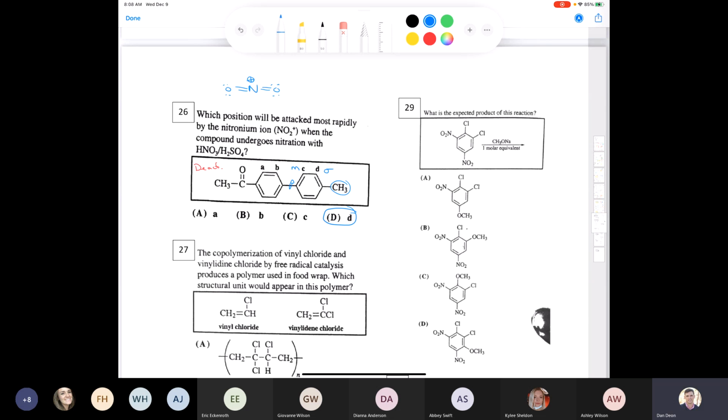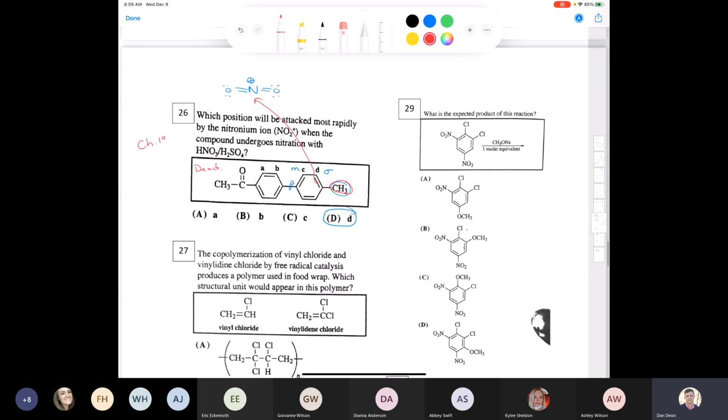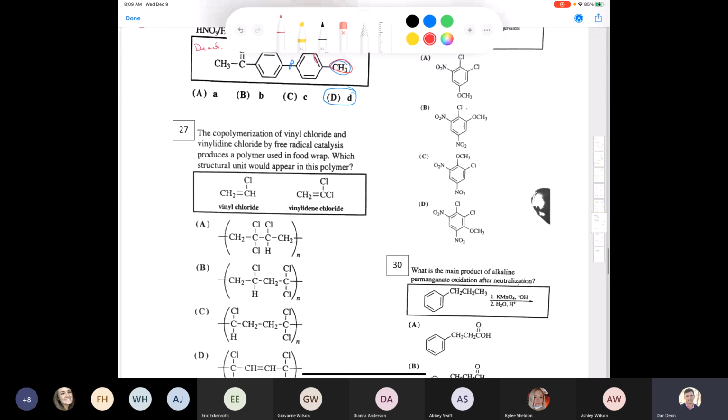Now, I'm not going to draw the whole sigma complex, but if you draw the curved arrows for this step here, you're going to end up with a positive charge right here, right? You're going to end up with that carbocation, and that carbocation is going to be stabilized by hyperconjugation from the methyl group. So if you need to review that, that would be chapter 18, aromatic substitution. Review what's an activator, what's a deactivator, and all that kind of stuff that we looked at in that chapter.